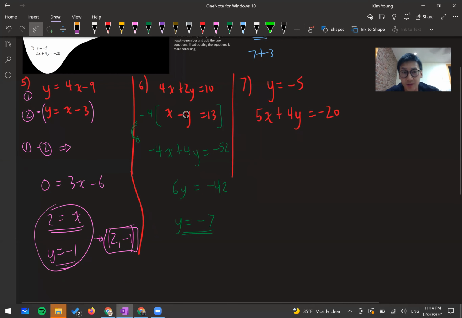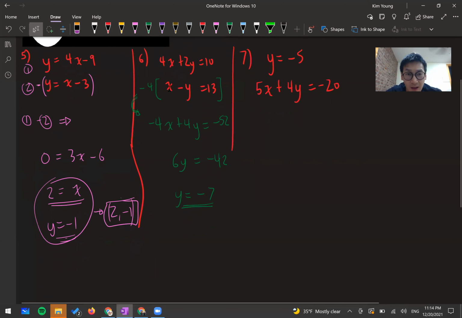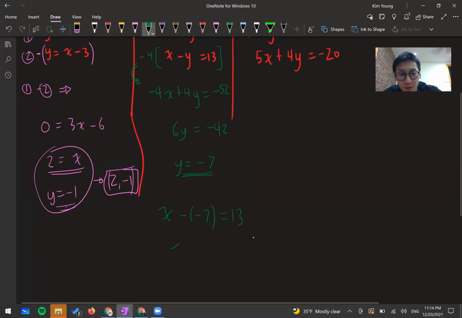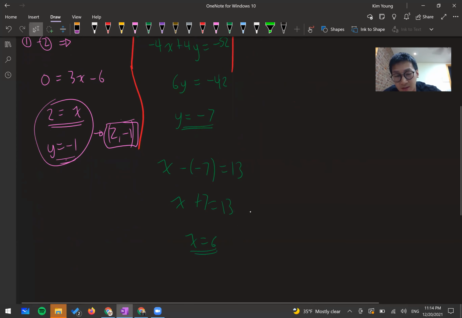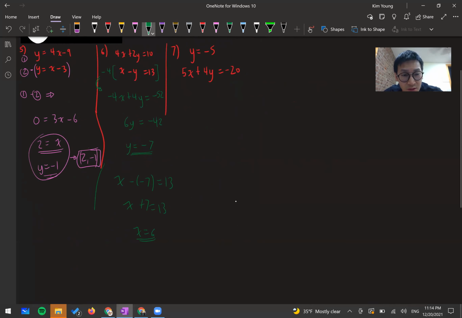So when you plug that in, it's going to be x minus negative 7. So warning, this negative is not the same as this minus. Okay, they're not the same. So it's going to say x minus negative 7 is equal to 13. In other words, x plus 7 is equal to 13. In other words, x is equal to 6. So then the solution here is going to be 6 comma negative 7.